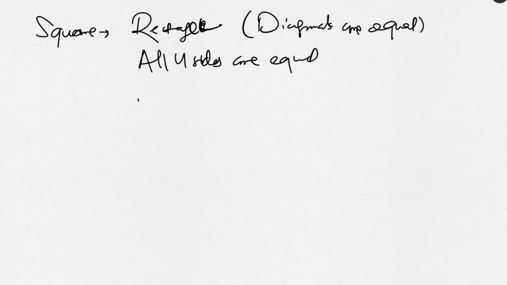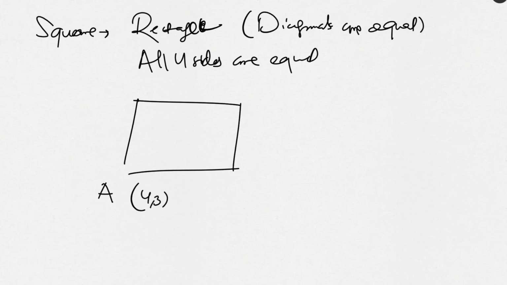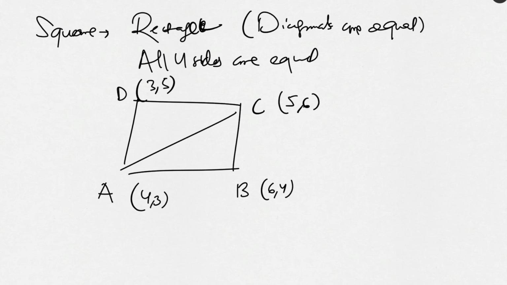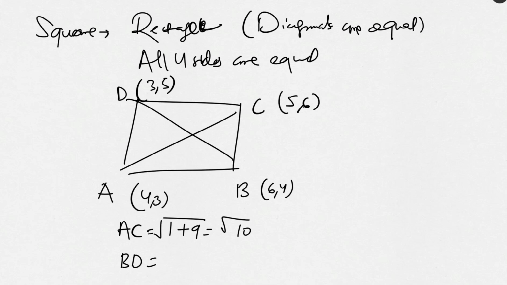Let's do that quickly. A is (4, 3), B is (6, 4), C is (5, 6), D is (3, 5). What is the length of the diagonal AC? AC is the square root of 1 plus 9, square root of 10. What is BD? It is 6 minus 3, 9, plus 5 minus 4, 1. These are the same. That means this is definitely a rectangle.